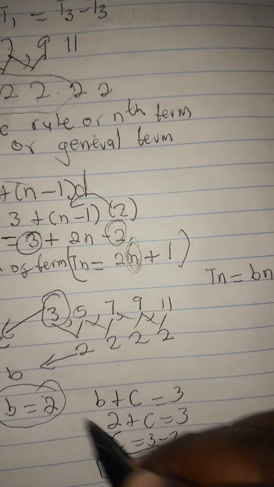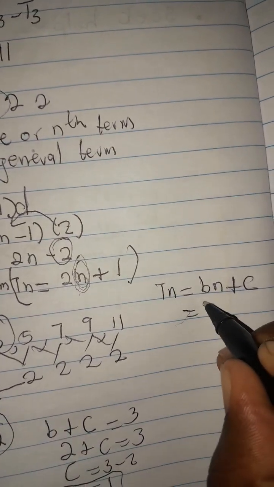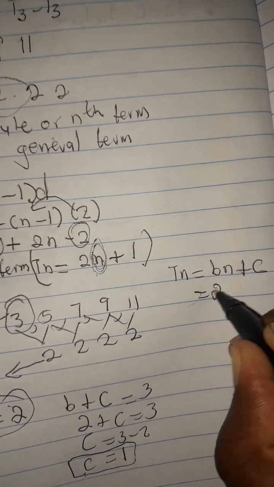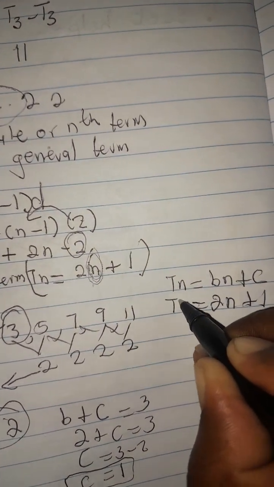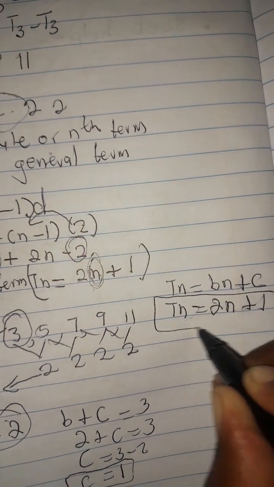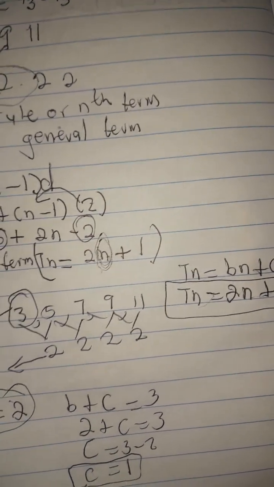So what we can do is to substitute here. Where there is b, place what? Place 2. So it's going to be 2n. Where there is c, you place 1. So it's going to be Tn equals 2n plus 1. That's how it should be.